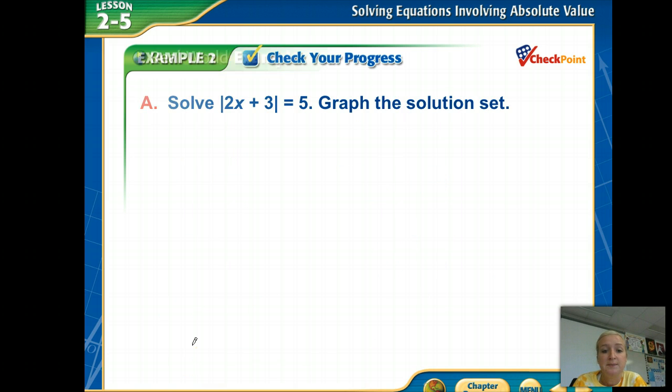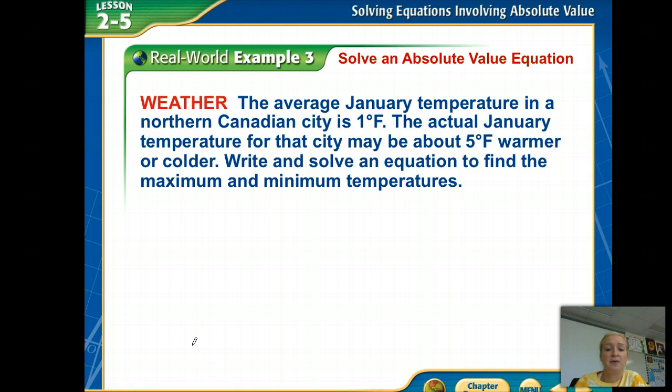Let's move on. We are on to example number 3, which is a real world example, solving an absolute value equation. The problem reads that the average January temperature in a northern Canadian city is 1 degree Fahrenheit. The actual January temperature for that city may be about 5 degrees warmer or colder. Write and solve an equation to find the maximum and minimum temperatures.